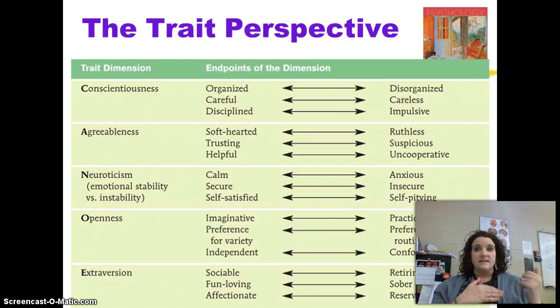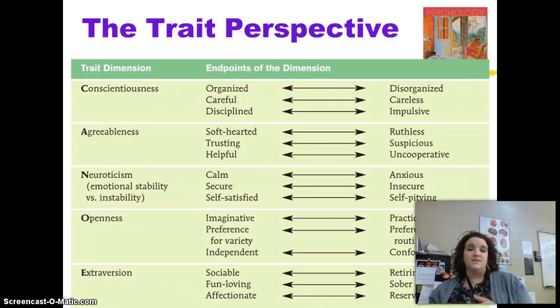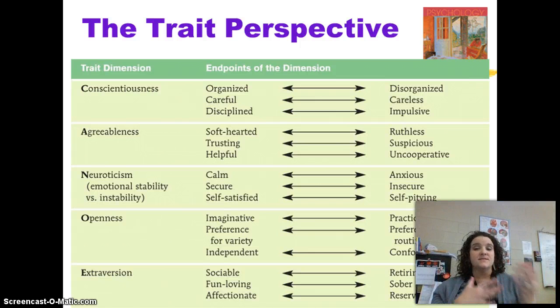Whereas the MMPI was asking you to pick one or the other, like, I like ice cream, I don't like ice cream, this gives you more of a spectrum. So you can be careful versus careless. The A is agreeableness. So something like being soft-hearted versus ruthless, helpful versus uncooperative.